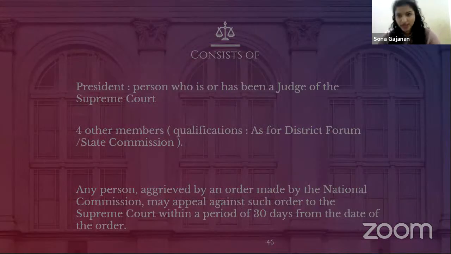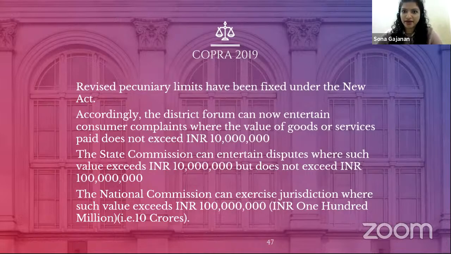In 2019, COPRA was amended. Some features that were included: before, you had to send the complaint physically, now there is a provision for e-filing of the complaint. Also, taking into account the digital world we are living in, even for products, goods and services that you have acquired online, COPRA covers those as well. Another big change in the COPRA 2019 amendment is the pecuniary limits, that is the jurisdiction over the value of goods and services.